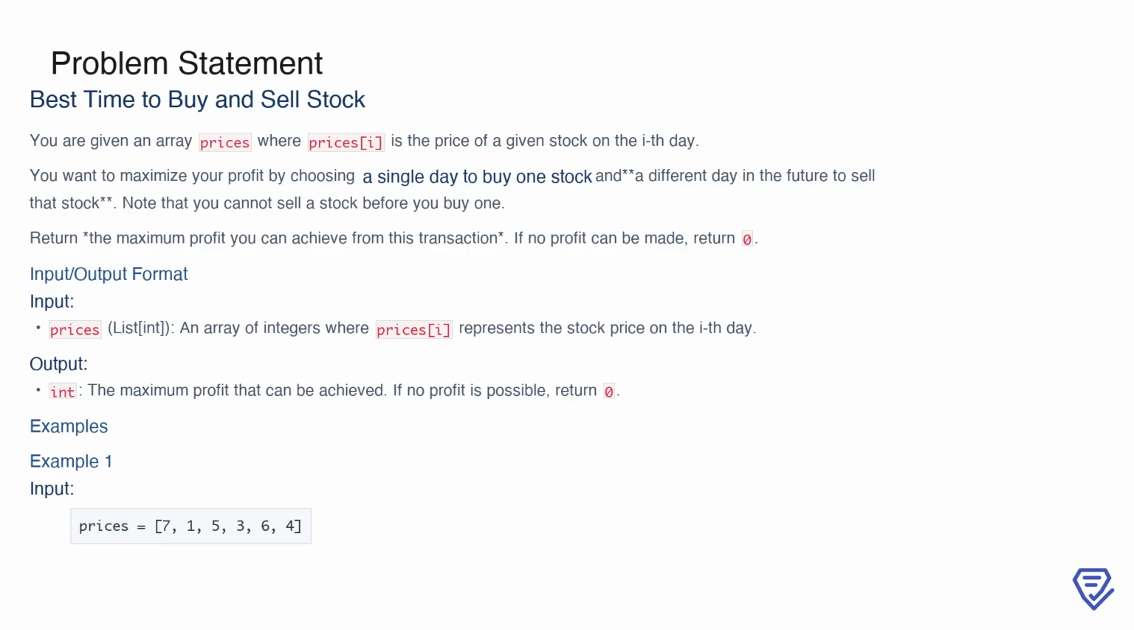The objective is to calculate the maximum profit possible from this single transaction, and if no profit can be made, you should return 0. The input is a list of integers representing stock prices, and the output is a single integer that represents the maximum profit achievable. Now, let's look at some examples to understand the problem better.